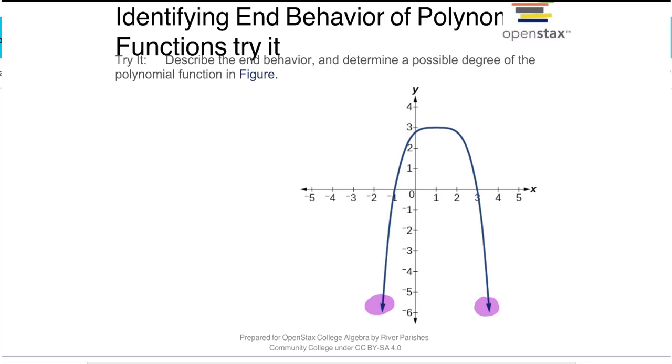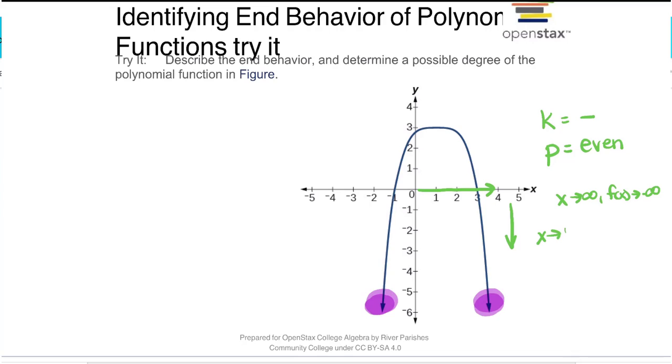Alright, it looks like we're pointing down on both ends. And what that tells us is that our K is negative because the end behavior on the right is going down, but our degree, our exponent, is even because it's going in the same direction. Our end behaviors: as x approaches infinity, f of x approaches negative infinity because it's going down.